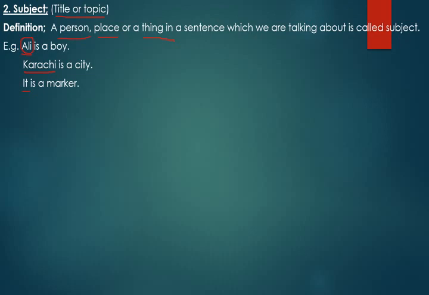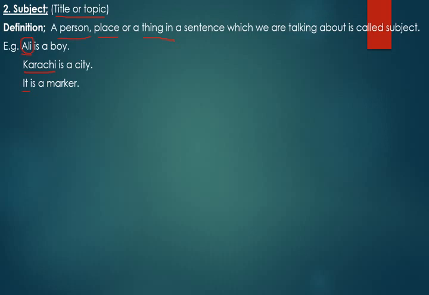How can we talk about a place? I say Karachi is a city. It is a big city. It is a populated city, and it has been made corrupt by our corrupt leaders. So this is what we are talking about, a place. And in the same way, we talk about a thing. Suppose I say it is a marker. It is a black marker. It costs 35 rupees. It is used by the teachers to make the students understand.